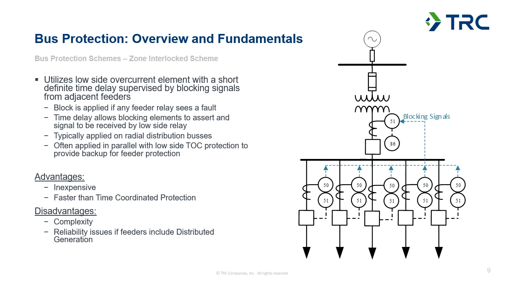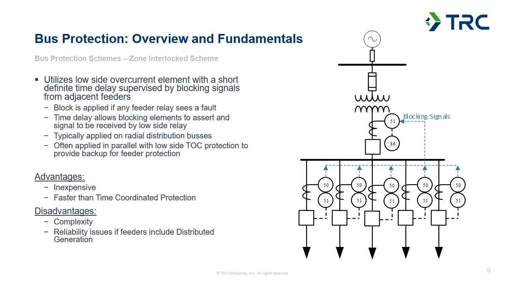That way, if there's a fault on the feeder, it says, "Hey, I see a fault," and it'll send a blocking signal and prevent the overcurrent element on the transformer low side from operating for a feeder fault. It would typically be able to operate not instantaneously, but it would have some time delay associated with allowing the blocking elements to assert and the signal to be received by that low side relay. And this type of scheme would really only be applied in cases where you've got a fully radial distribution system. And it may be applied in parallel with other time overcurrent protection that's not dependent on this blocking signal.